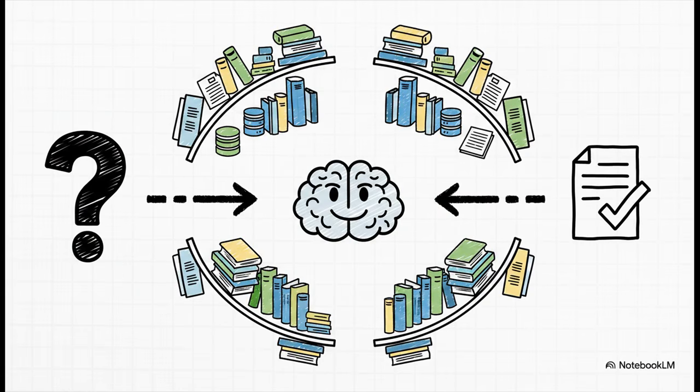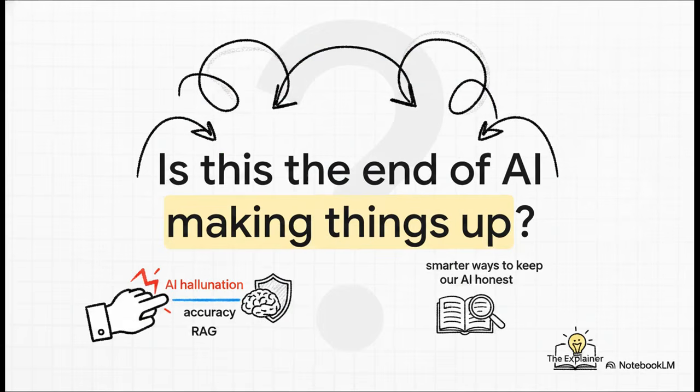So let's bring it all the way back to where we started. With RAG, we've basically changed the rules of the game. We've switched from that stressful, memory-only, closed-book exam to a much calmer, much more accurate open-book test. We've given the AI a library card, and the ability to look things up before it speaks. And that changes everything. So, the big question is, is this the end of AI just making stuff up?